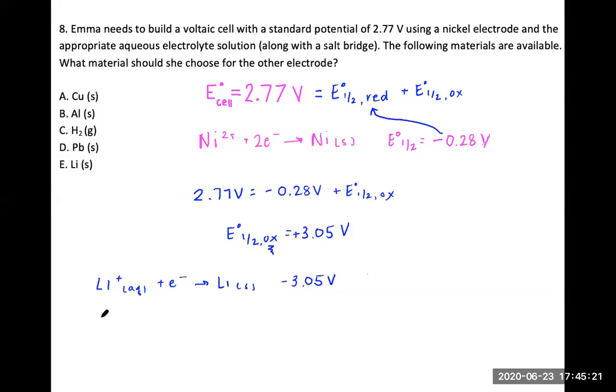So I can go ahead and flip this and flip the potential at the same time, and then I will end up with the potential that I need in order to make my battery have a standard cell potential. Sorry, the pen's being a little bit silly. A standard cell potential of positive 2.77 volts.